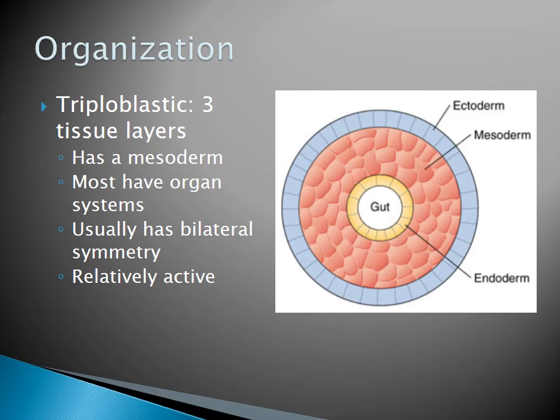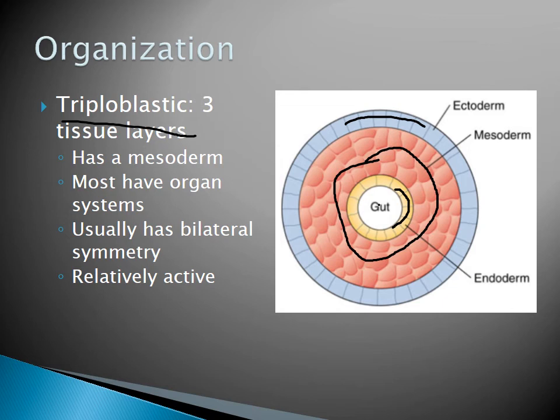Moving up that evolutionary chain, we have the triploblastic. That's 3 cell layers. That's where we finally get that mesoderm. So we have the ectoderm on the outside. We have the endoderm on the inside, creating the tube for the gut. And then in between, we have the mesoderm, which is now cellular instead of non-cellular. These organisms typically have bilateral symmetry, and they're very active.